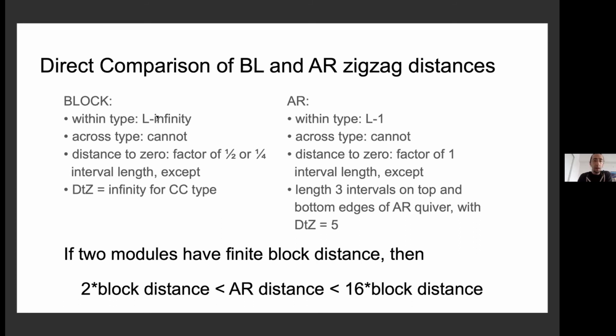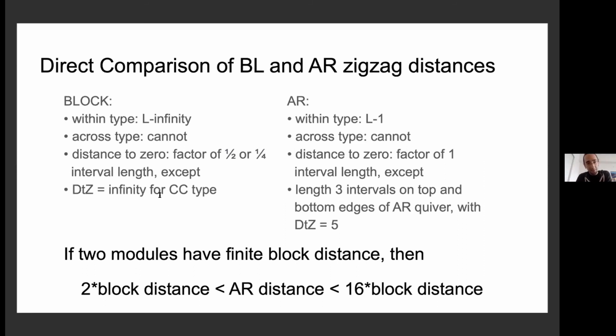Within type, the block distance does an L infinity type distance, and ours, since it's a graph distance, is L1 type. You add the endpoint differences instead of taking a max. Across type cannot, across type cannot. Distance to 0, usually a factor of 1/2 or 1/4 for interval length. Ours is a factor of 1, except for a few outliers. This is just like a very, very limited case.